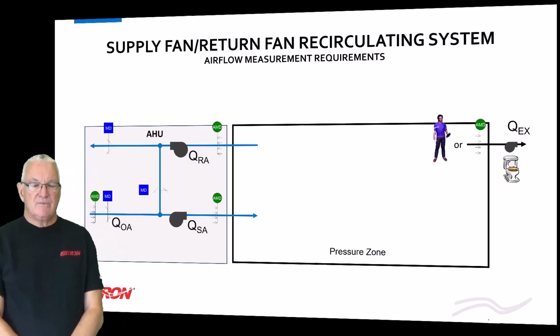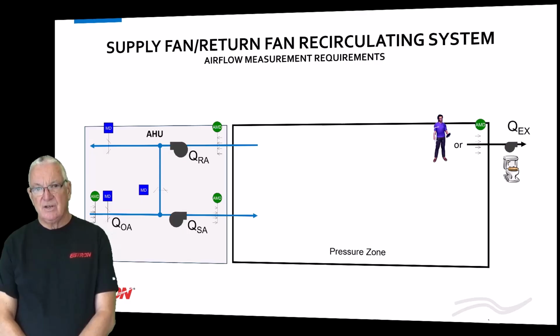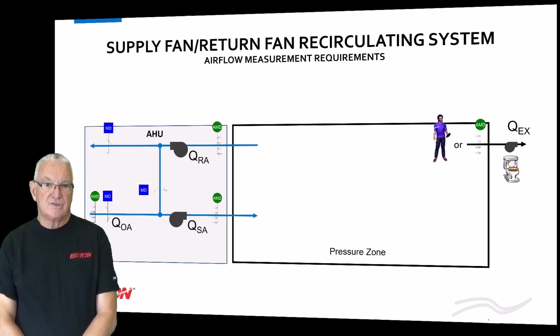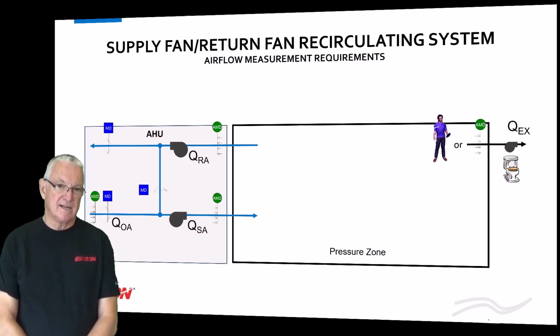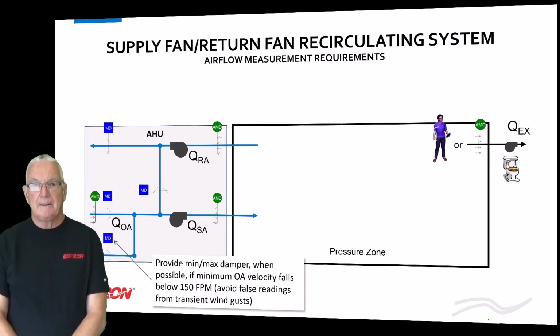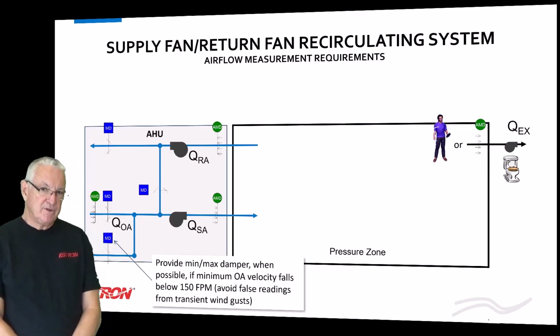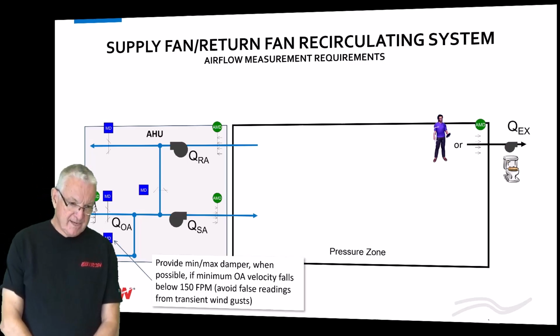Okay, but if we have a recirculating air handling unit and it's basically serving a single pressure zone, okay, then we're going to measure supply and return airflow rates. That's going to be our pressurization, and our outside airflow rate is going to be our dilution ventilation for air quality.